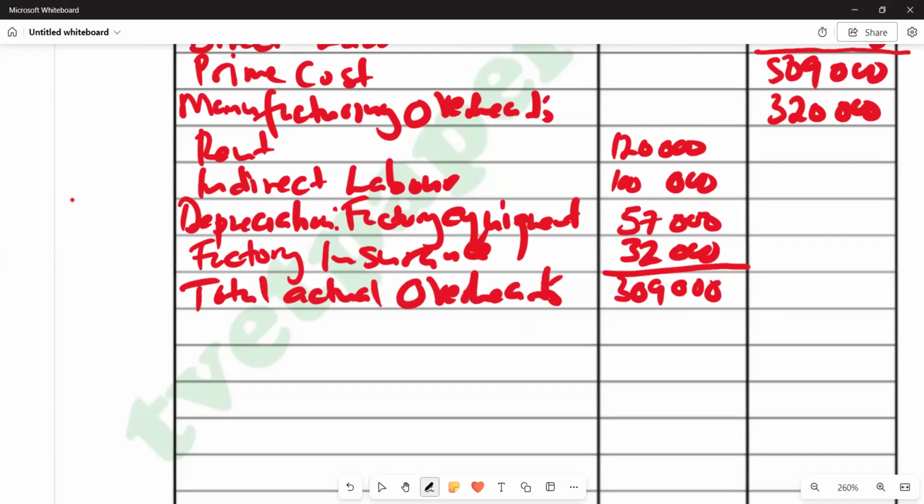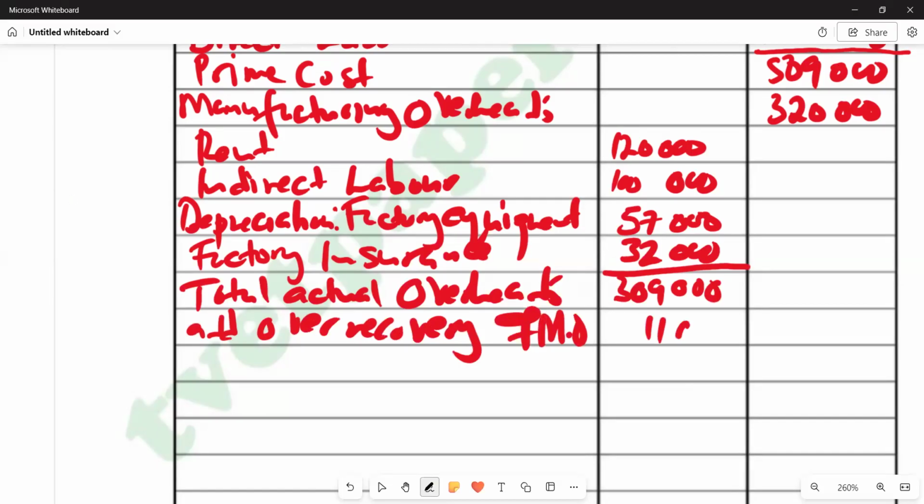And then this total of actual overheads, we now compare this total with this figure. You see this one, the manufacturing overheads figure is greater than this total actual overheads, which means there is an over recovery of manufacturing overheads. So here we are going to say add over recovery of manufacturing overheads, whereby we are saying 320,000 minus 309,000, and then we are going to get 11,000. So that's what we have there.